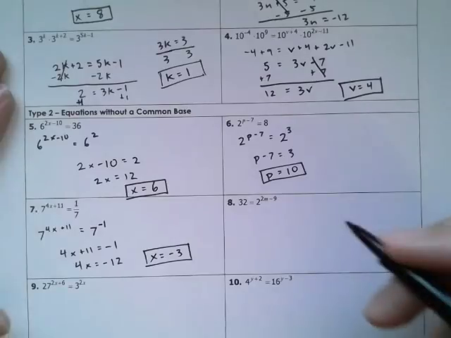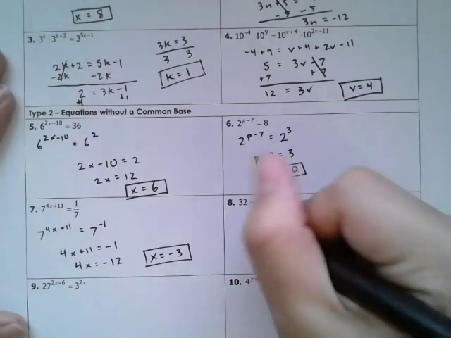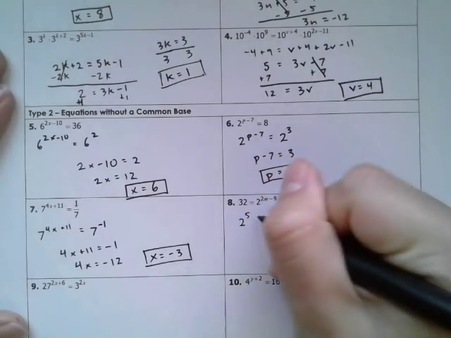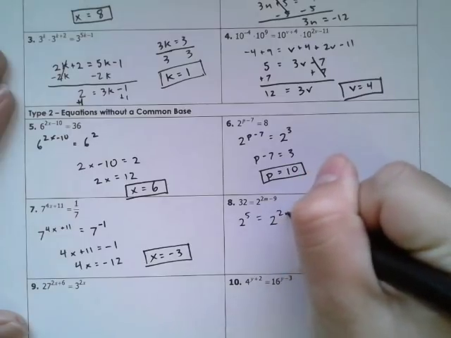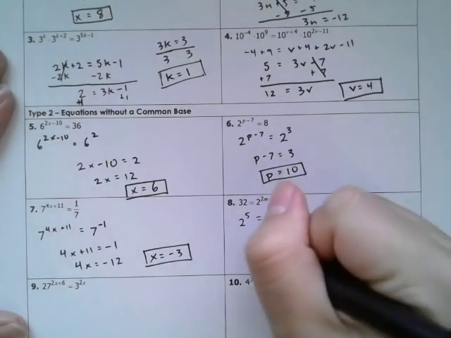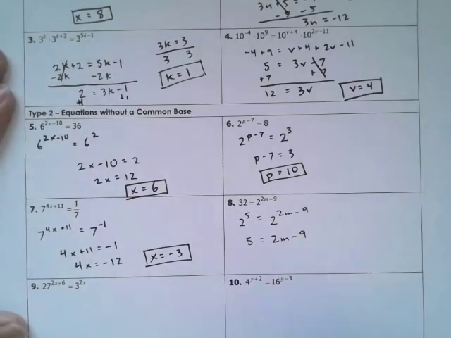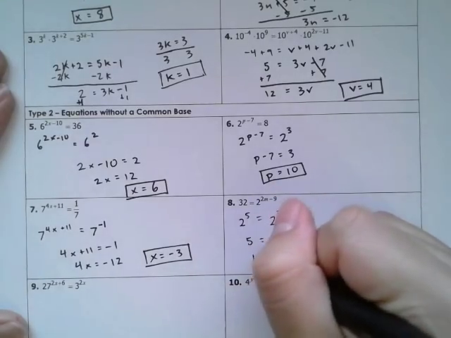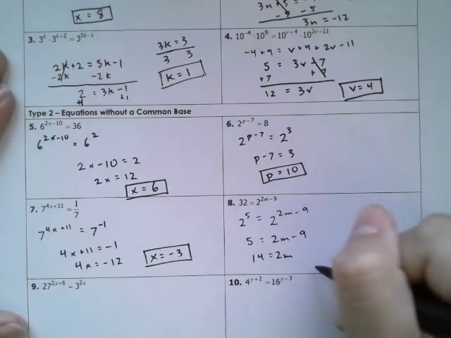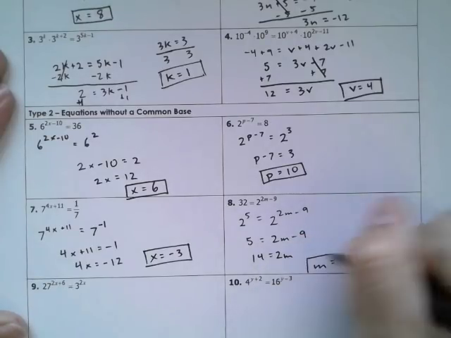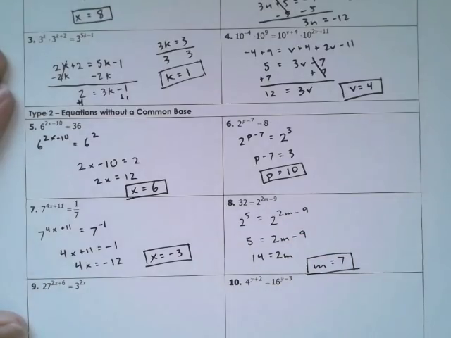Number 8, I can rewrite the left side now as 2 to the 5th is equal to 2 to 2m minus 9. So I get 5 is equal to 2m minus 9, and I get 14 is equal to 2m, so m is equal to 7.